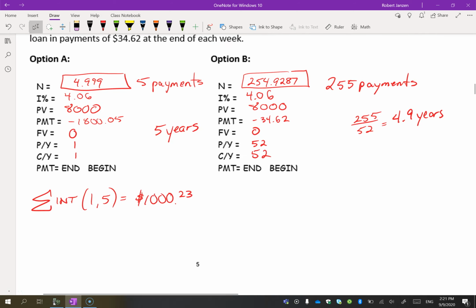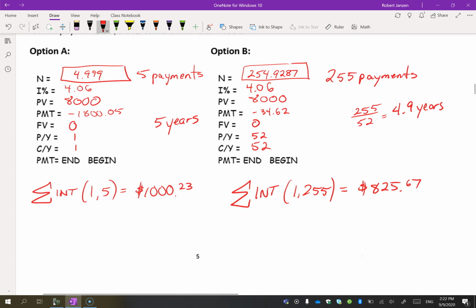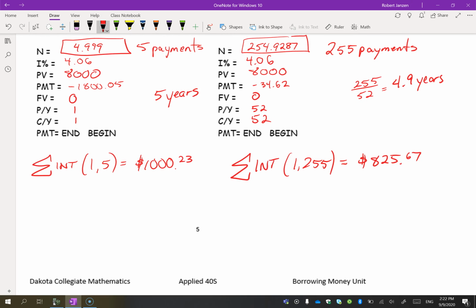Well, it looks like 4.9 is better because that's sooner, but I should also figure out, has one cost me less interest? Okay, so I'm going to put this in the calculator, and it tells me that interest-wise, it was $825.67. So what does that tell you? That tells me option B is better.